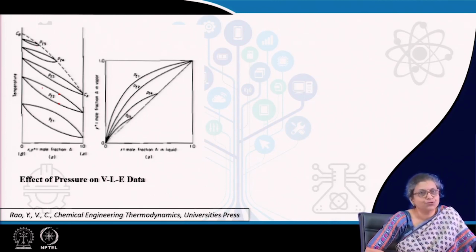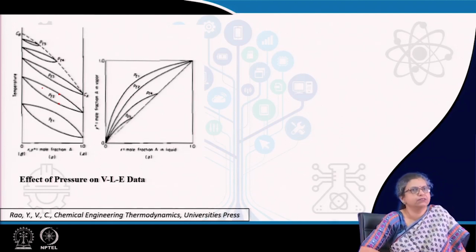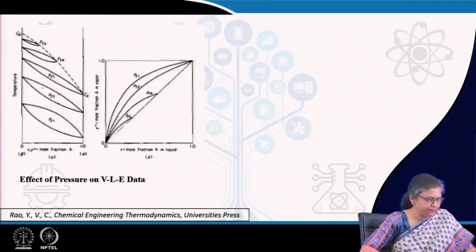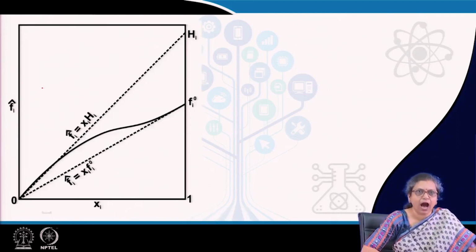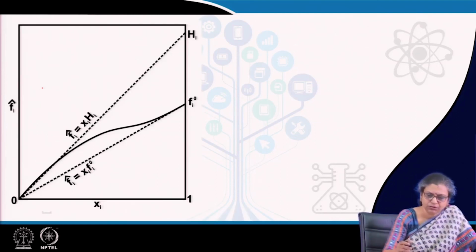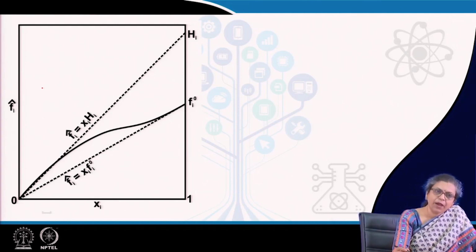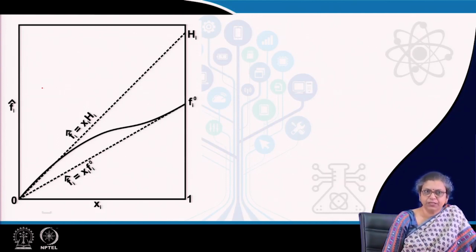So, the effect of pressure on VLE data is something which we will need to remember when we decide upon the pressure at which we would like to operate the distillation column that we are going to design. Well, after that, the next thing I wanted to tell you is that when we were dealing with vapor liquid equilibrium, we had assumed that all the components exist in the liquid phase over the entire range of compositions, right.